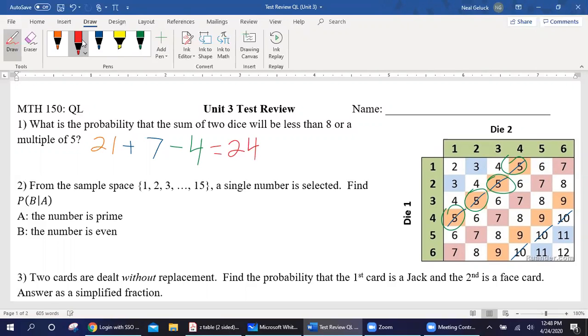24. And the total amount of different options is 36. So this is 24 out of 36, and then I always reduce if I can. 12 goes into both of those, so that reduces to 2/3.